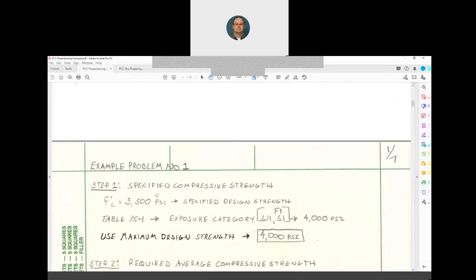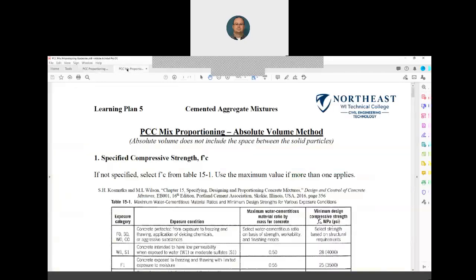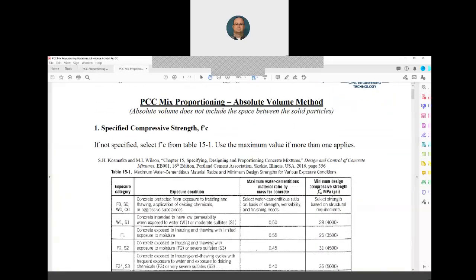Step 1, specify compressive strength. So I told you in the problem that we need 3,500 PSI, specified design strength. Table 15.1. All right. Exposure category W1, F1, S1, 4,000 PSI. So let's go back to that. Why did I choose that?